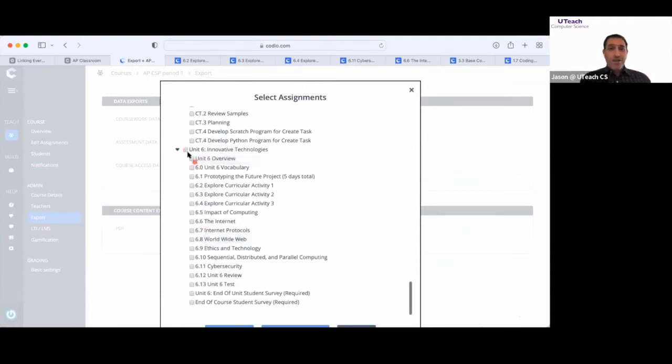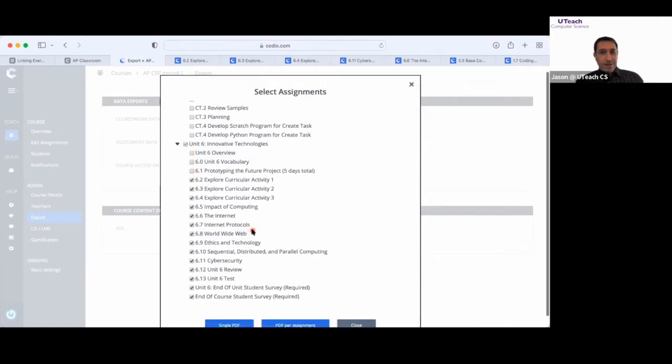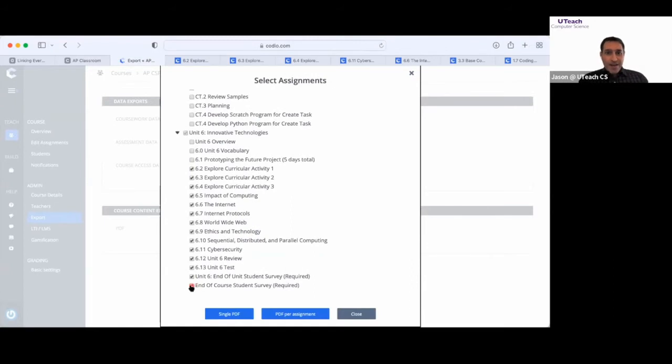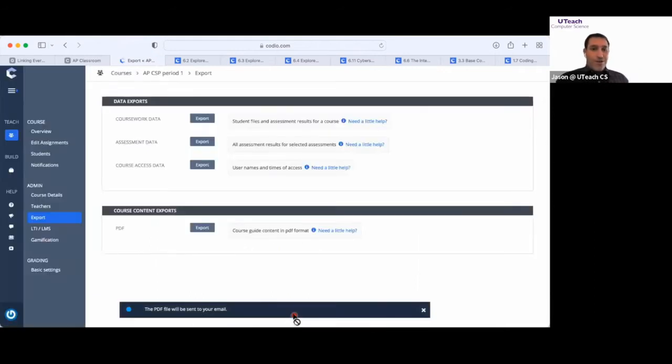So I can come over here to Unit 6. I can say, well, I don't need to give them the overview or the unit projects. I'm not doing that. I can get rid of these survey things and the unit test and the unit review. And now I can actually export this either as individual assignments or one long PDF. And that's what I'm going to do.